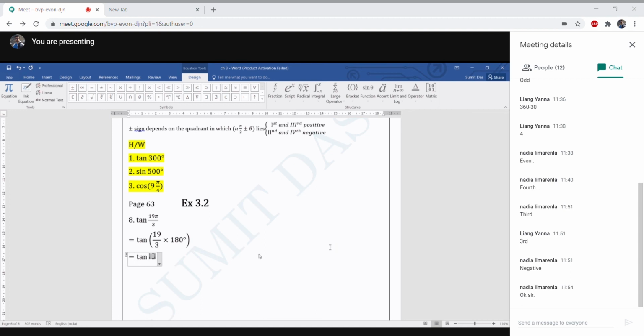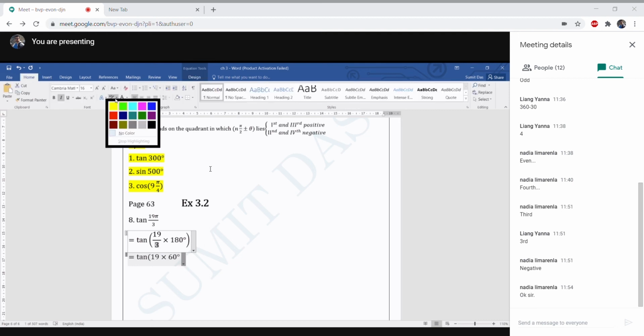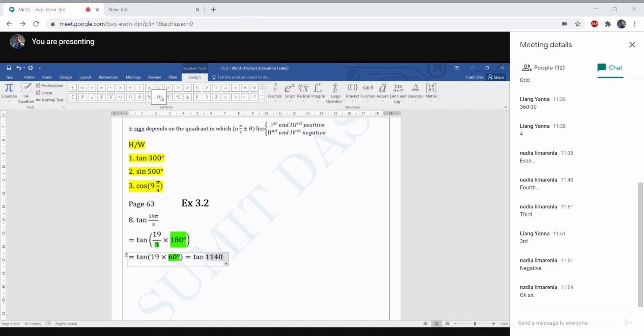So I hope you can understand this. 3 and 180 will cancel. It will be 19 into 60 degree, so 3 and 180 cancel, and we get 60 degree. So if you multiply this, 19 into 60, it will be 1140 degree.